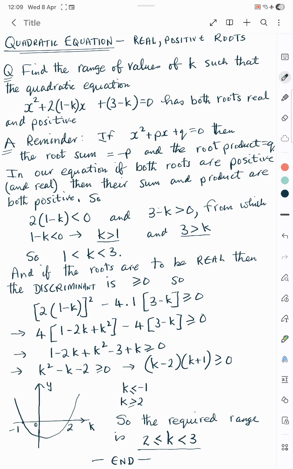So if you draw a little graph there of the function (k minus 2) times (k plus 1), that's what it looks like, and it cuts the x-axis at minus 1 and 2. So k has to be equal to or less than minus 1, and k also has to be equal to or greater than 2. Okay, so our range is narrowed down to k being equal to or greater than 2 and less than 3. And that does it. Thanks very much for listening.